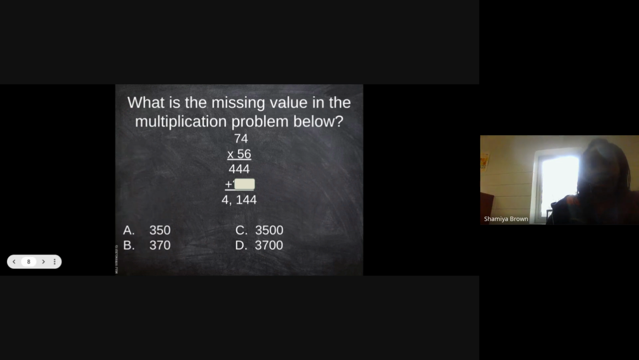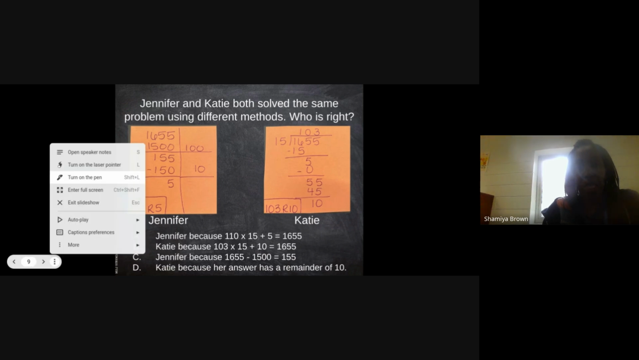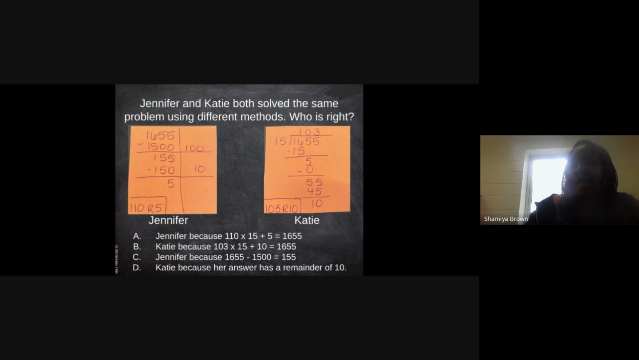Next one. All right, it says Jennifer and Katie both solved the same problem using 2 different methods. So what I'm going to do and what you should do is we're just going to try the standard algorithm way to see if our answer matches with either one of theirs. So I'm going to do 1,655 divided by 15. So I'm doing what this person did.